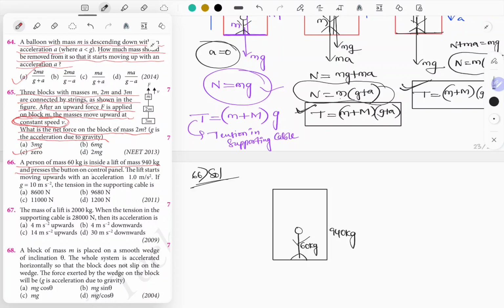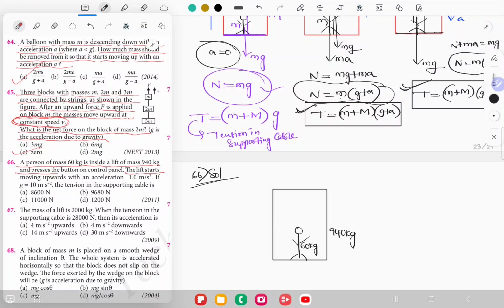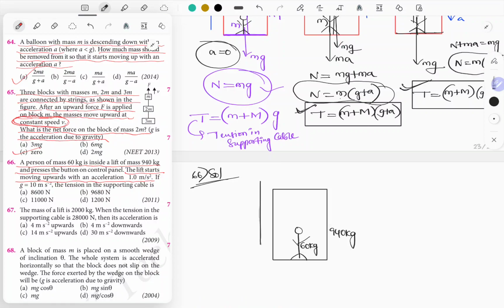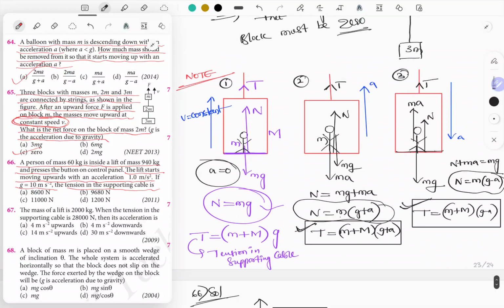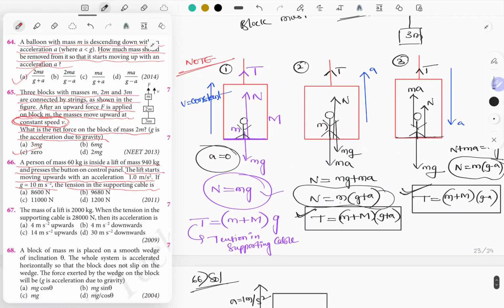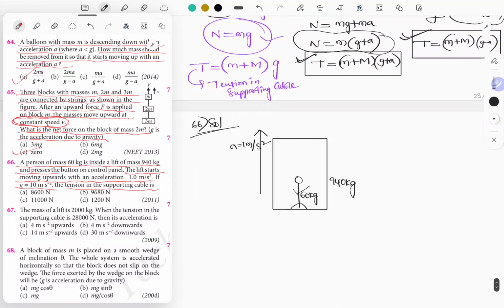The person presses the button on the control panel. The lift starts moving upward with an acceleration of 1 meter per second square. If g is 10 meter per second square, the tension in the supporting cable is? Which of the following cases is suitable? I think case 2. As the lift is accelerating upward, you can just use the direct formula. Hope you understood this explanation.